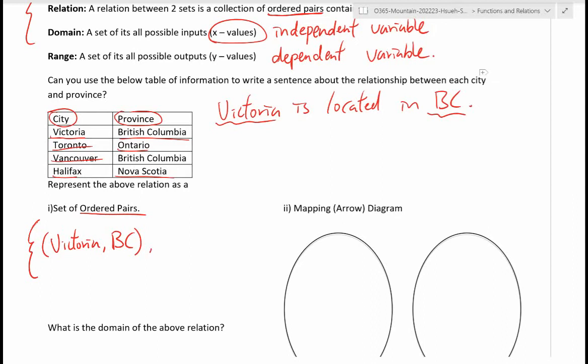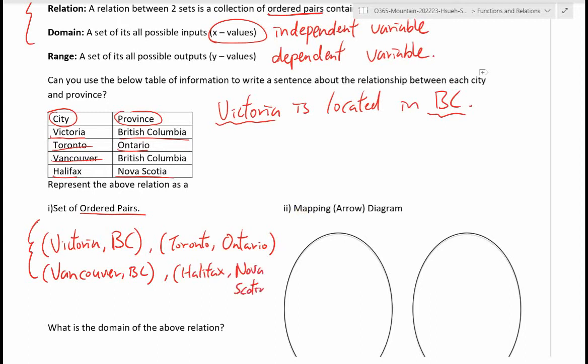Victoria, BC. And then you also have Toronto, Ontario. And then the next ordered pair is Vancouver, BC. And then the last one is Halifax, Nova Scotia. Then you close it with a squiggly bracket. So that's how you represent a set. The symbol for a set is these squiggly brackets. You open it, and you close it. Inside that set, you have 4 ordered pairs in this case.